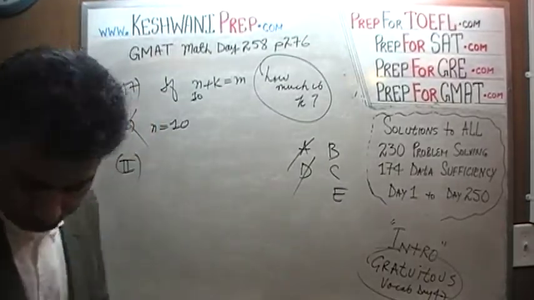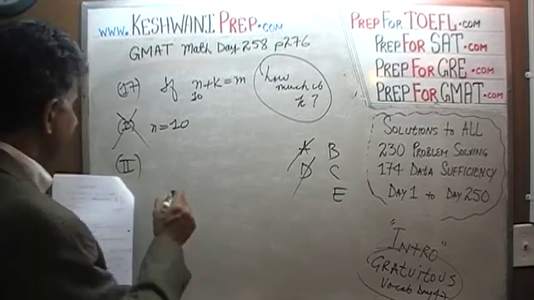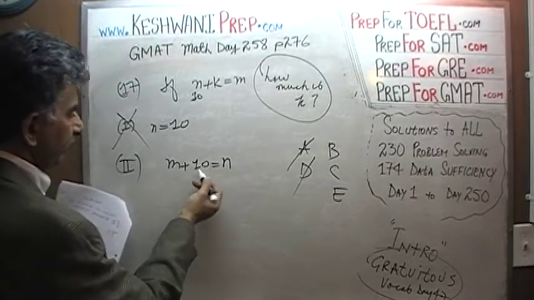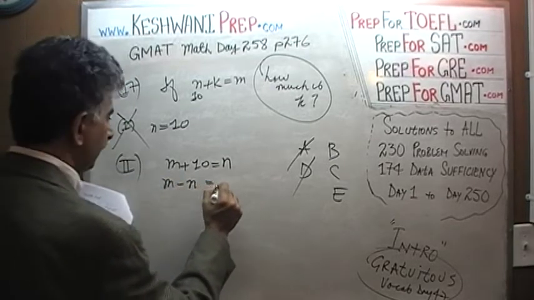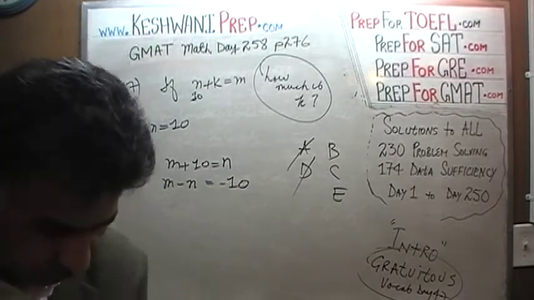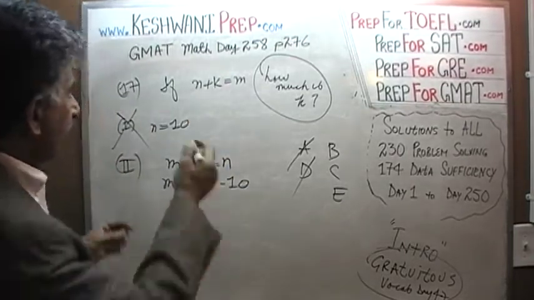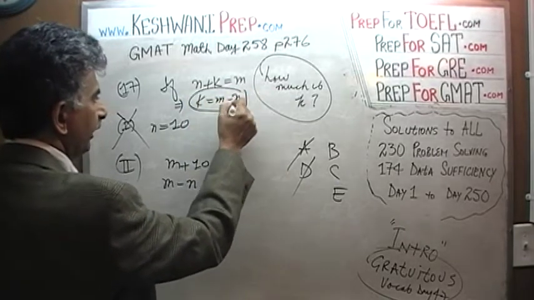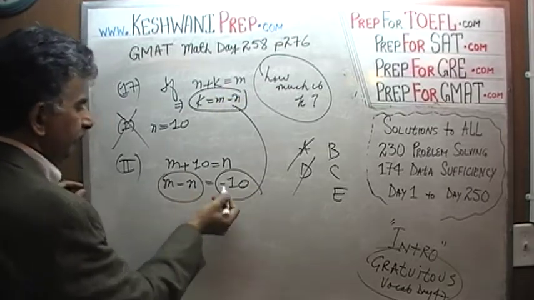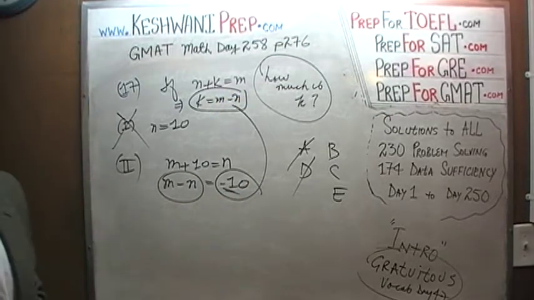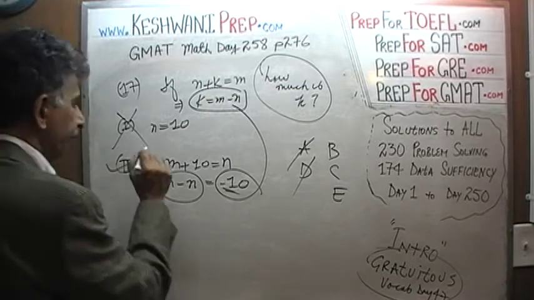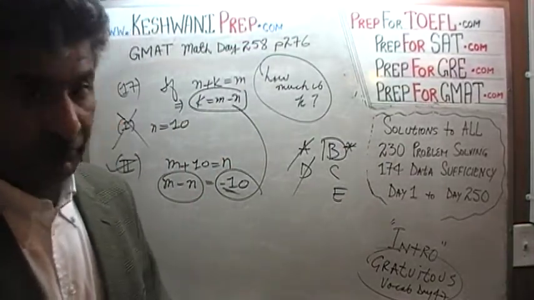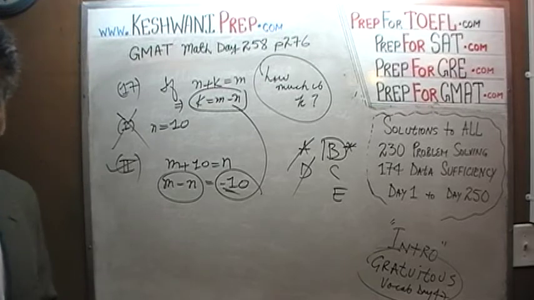Second statement. The second statement tells us that m plus 10 equals n. Well, if m plus 10 equals n, then m minus n must equal negative 10. And if you look at this equation here, from this equation we realize that k equals m minus n. We just figured out that m minus n is negative 10. The second statement does the job beautifully. The answer is B. Okay, it does not need to do it beautifully, as long as it does the damn thing. Number 18, shall we?